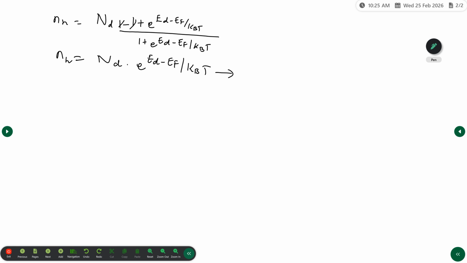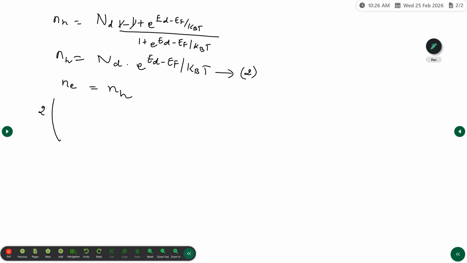So put this as equation number 2. First n is 1, then nh is equal to 2. Now, you know the density of electrons in the conduction band is equal to the density of ionized donors in the donor energy level. So Ne is equal to NH. So equation 1 is equal to 2.